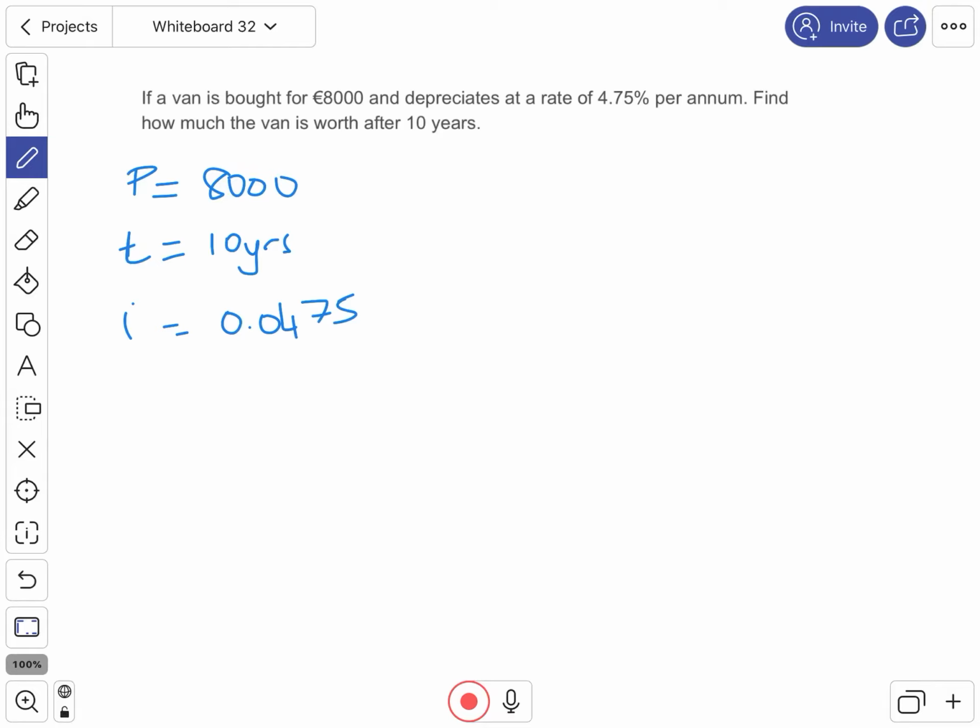So the last thing that I'm looking at is how much the van is worth in 10 years' time. So I'm looking for F. I'm going to write out my formula: F equals P by (1 minus I) to the power of t. Be careful, make sure you're using the correct formula because it's depreciating.